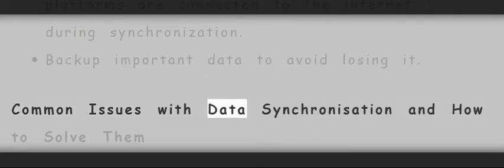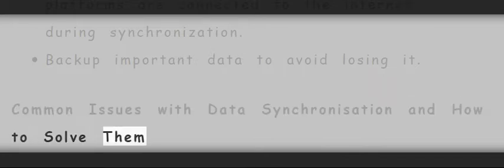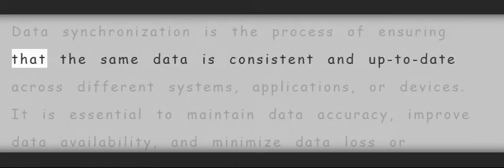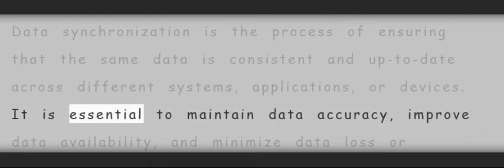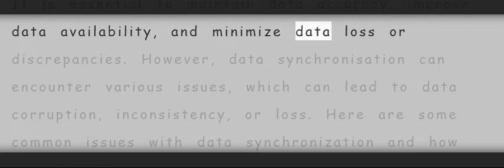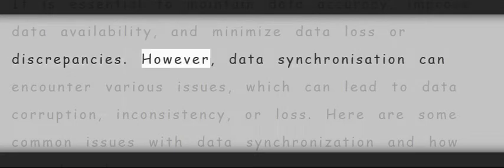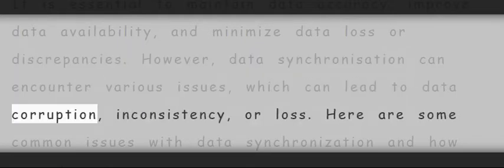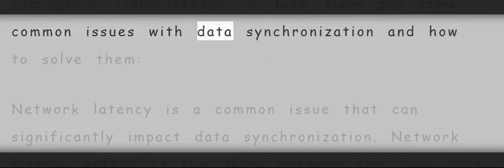Common issues with data synchronization and how to solve them. Data synchronization is the process of ensuring that the same data is consistent and up-to-date across different systems, applications, or devices. It is essential to maintain data accuracy, improve data availability, and minimize data loss or discrepancies. However, data synchronization can encounter various issues, which can lead to data corruption, inconsistency, or loss. Here are some common issues with data synchronization and how to solve them.